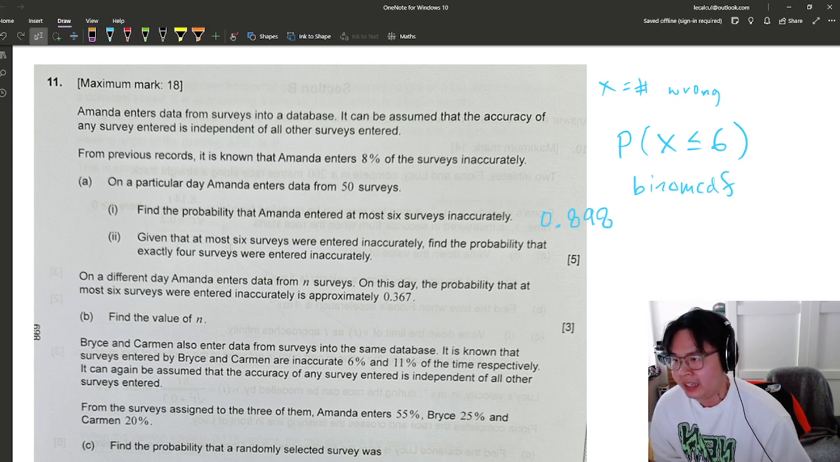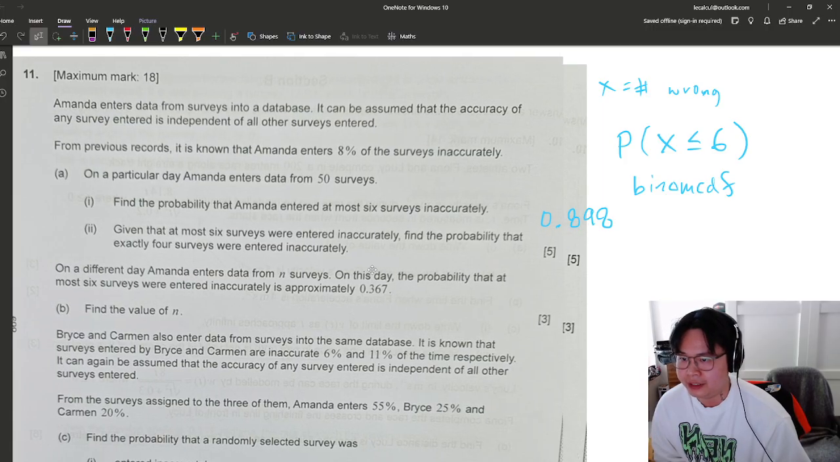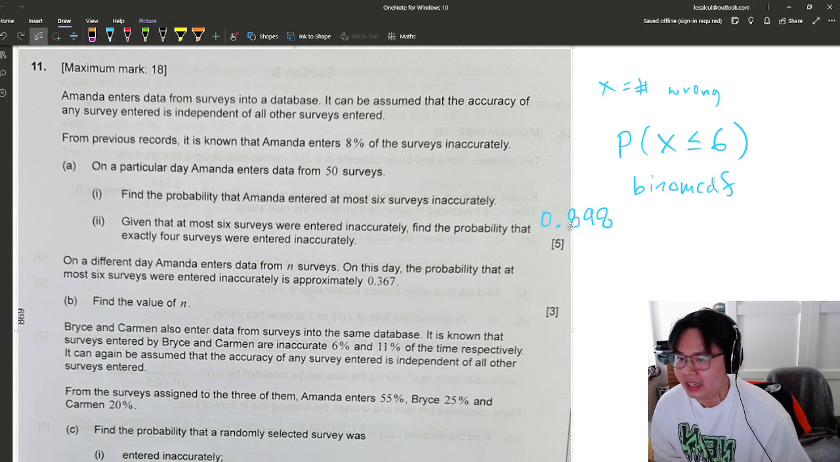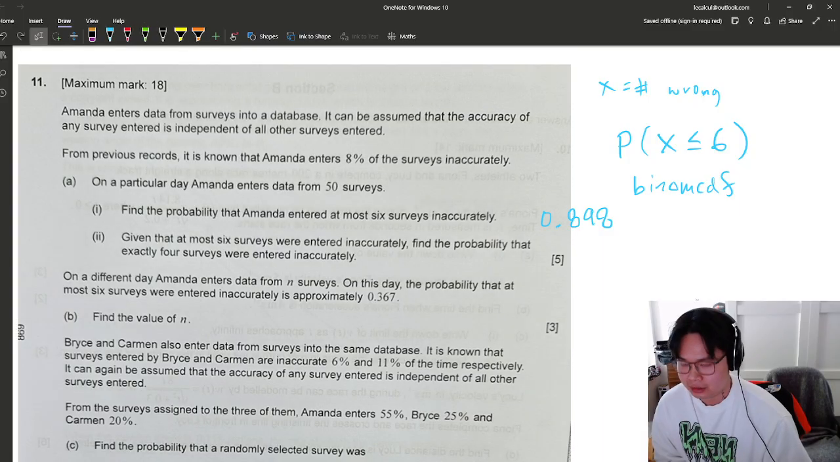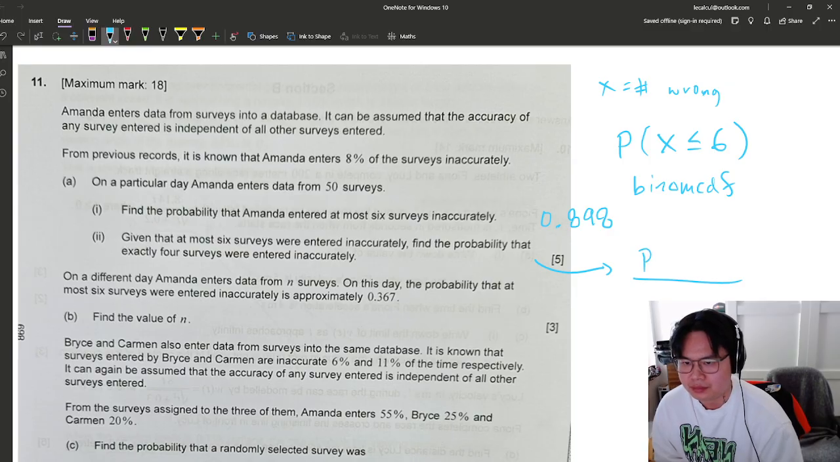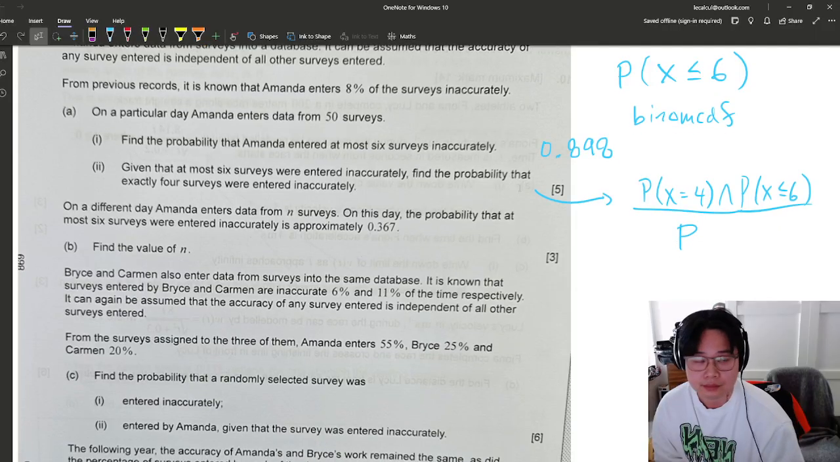Okay, given that at most 6 surveys were entered inaccurately, find the probability that exactly 4 were entered inaccurately. Okay, so this is conditional probability. So we want to find the probability, and this is the formula. The probability that she entered exactly 4 wrong, intersection with the probability of her having at most 6, divided by the probability of her having at most 6.